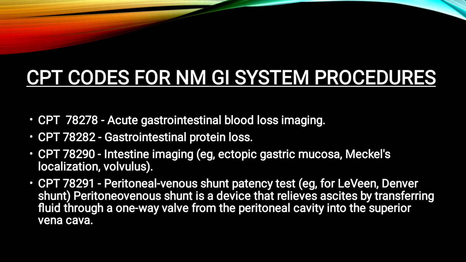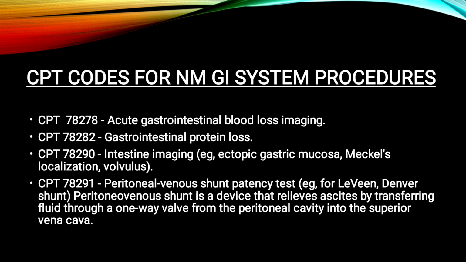In certain cases, there is excessive internal blood loss in the gastrointestinal tract, and whenever gastrointestinal blood loss imaging is done, or is mentioned in the report, we are coding CPT 78278. Our next CPT is CPT 78282. Whenever gastrointestinal protein loss imaging is taken, or a nuclear medicine procedure is used to detect the amount of protein lost by the gastrointestinal tract, we are using CPT 78282.